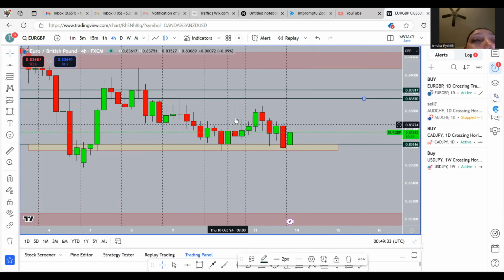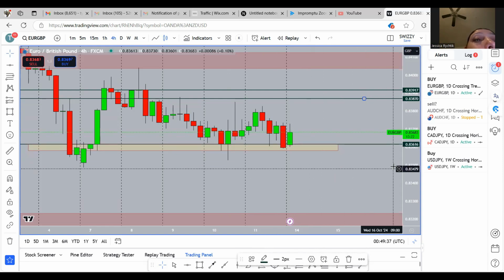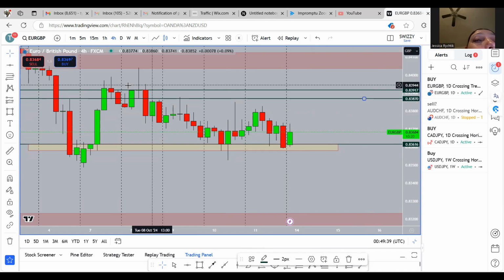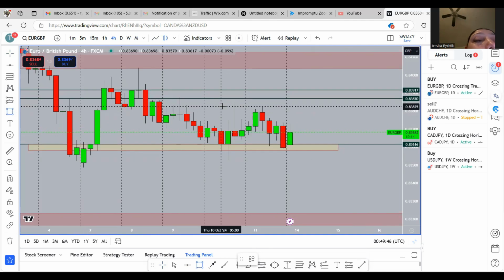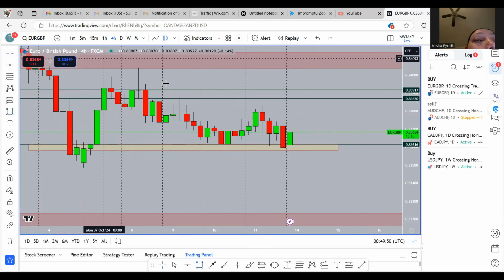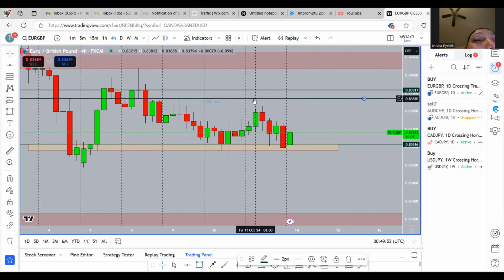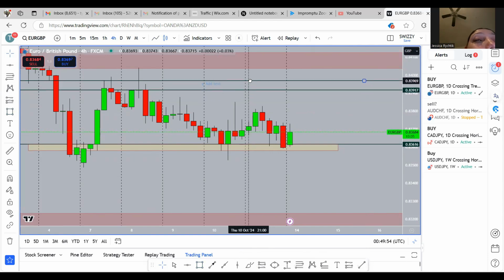And I'm going to be honest with drawing support and resistance, that's going to come from practice, right? You've got to practice this to really get it, but this is a good way to practice. This could be a zone here. I probably would, to be honest, draw it here.